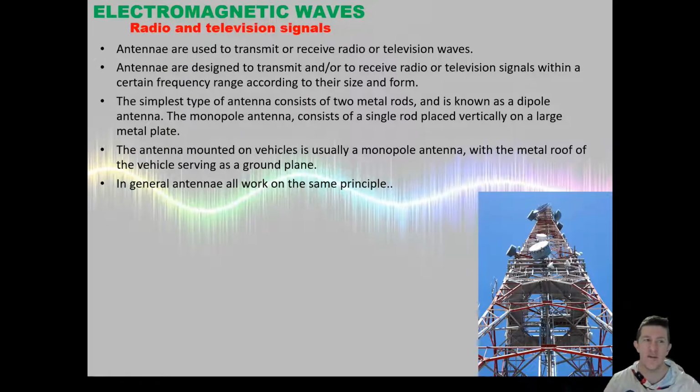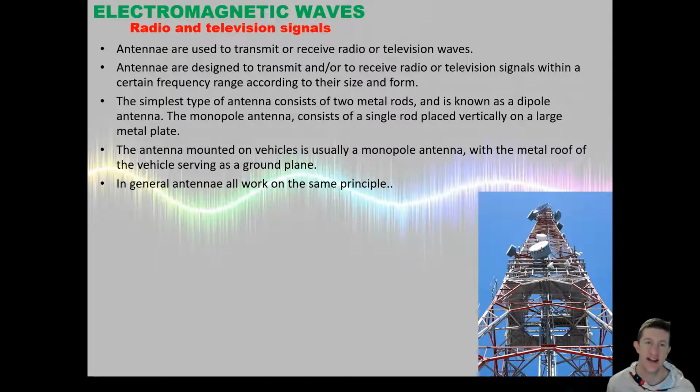So firstly, let's start off with radio and television signals. Antennae are used to transmit radio or television waves. Not as common now on things like TVs and radios that we've gone to digital signals, but we're still using the same sort of concepts, but it's just slightly different. So we use these to transmit signals within a certain frequency range according to the size and the form. So for example, AM and FM radio were used in TVs before they went digital, where the AM component was the audio and the FM component was the visual component, and the TV would actually merge the two signals and you'd get your audio-visual signals separately.